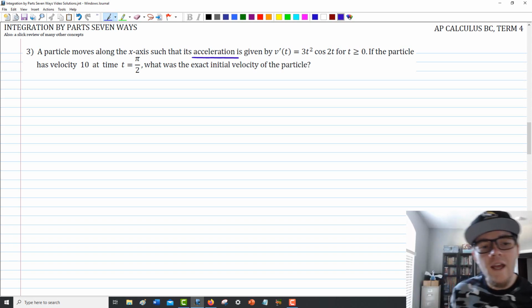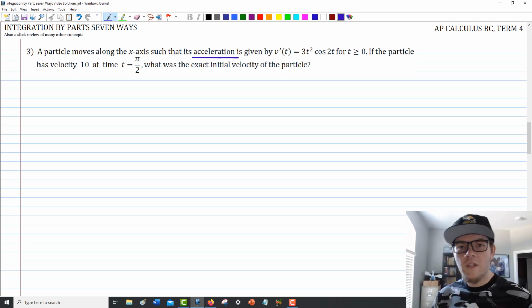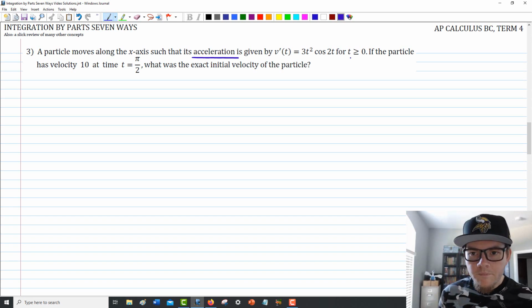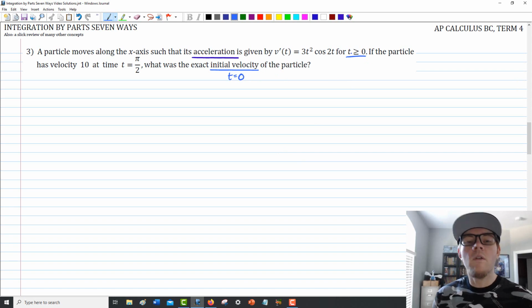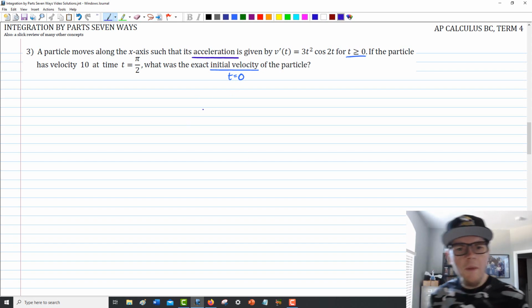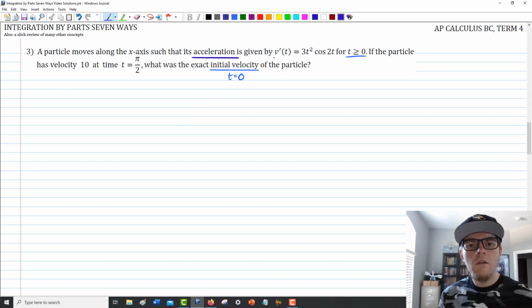If the particle has velocity 10 at t equals pi over 2, who's got that clock? What was the exact initial velocity of the particle? And by the way, in here it's worth pointing out, since sometimes it's not always clear, initial velocity in our situation here can be assumed to be 0 because of the fact that we're told that t is greater than or equal to 0. So there's at least some conclusion in there. Okay, let's take a look at what we have going on here. So first of all, we have talk about acceleration and talk about velocity.